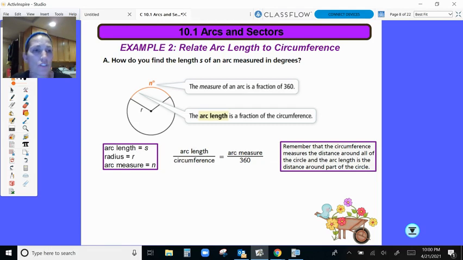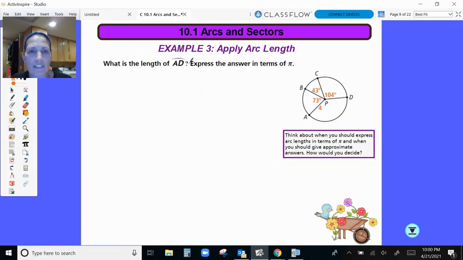Okay. And so let's try to put this to use here. What is the length of AD? So make sure you understand which arc we're talking about. This is the arc we want right here. Well, first we have to know what the central angle is right here, right? What's the central angle? Because that's going to give us our fraction of our 360.